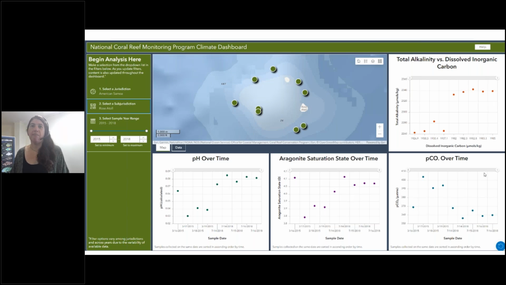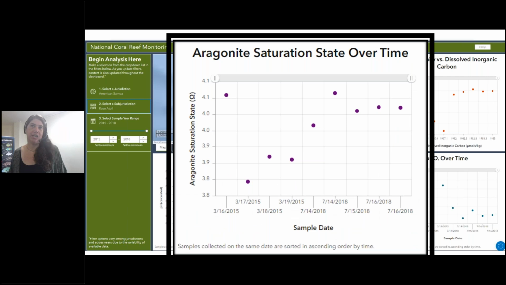Aragonite saturation is a measure of how concentrated those calcification building blocks are in the water. Each species needs a certain saturation for it to be energetically efficient to build and maintain shells and skeletons. For corals, that level is 3. You can see here in this graph showing grab samples taken in 2015 and 2018 that Rose Atoll levels are closer to 4. And so that's good news.